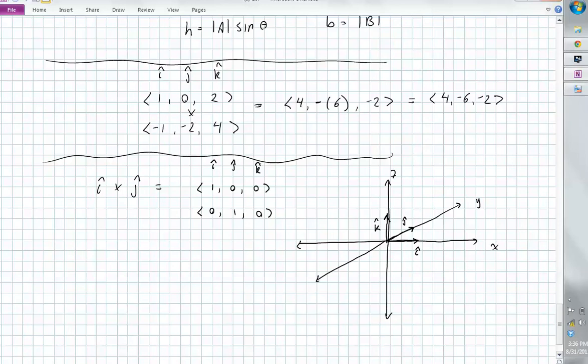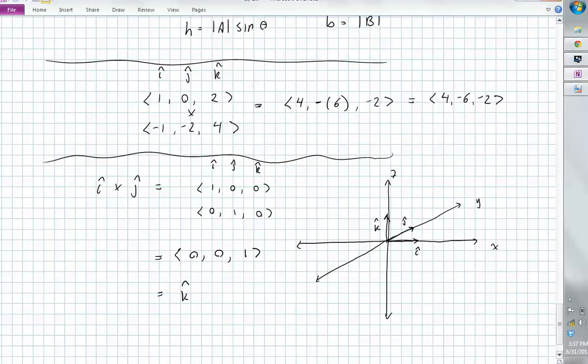So I'm going to use my mnemonic, and I'm going to build I cross J. Let's do it really quickly. 0 times 0 minus 0 times 1. That's easy. Blot out the middle column. 1 times 0 minus 0 times 0. That's 0. And then finally, blot out the last column. 1 times 1 minus 0 times 0 is 1. So that's K, right?